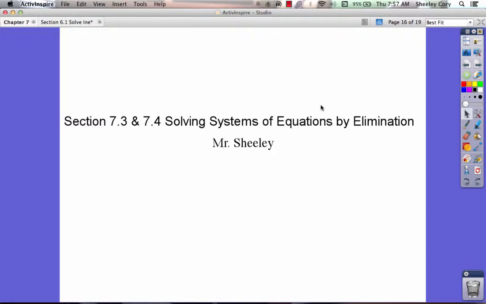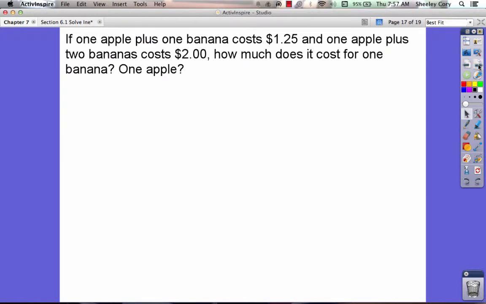Alright, today's lesson is going to be on section 7.3 and 7.4, solving systems of equations by elimination. First question we're going to answer is a story problem. If one apple plus one banana costs $1.25 and one apple plus two bananas costs $2, how much does it cost for one banana and one apple?